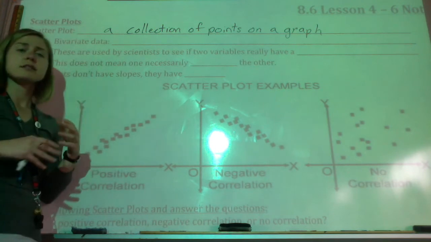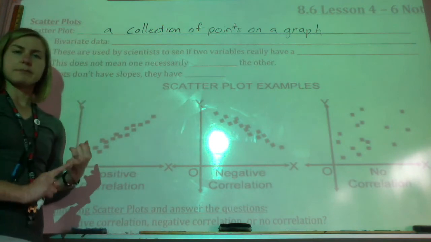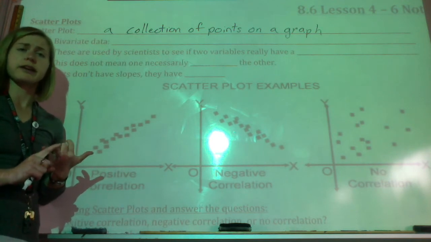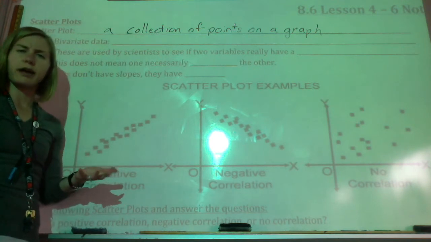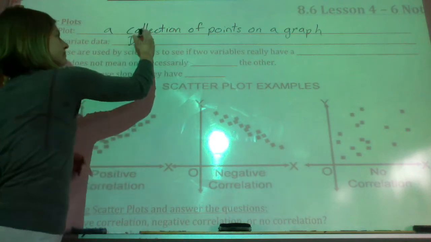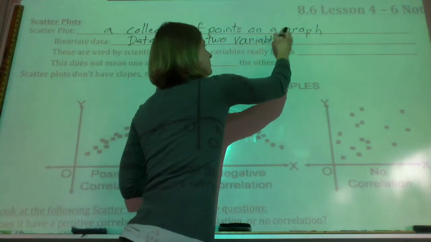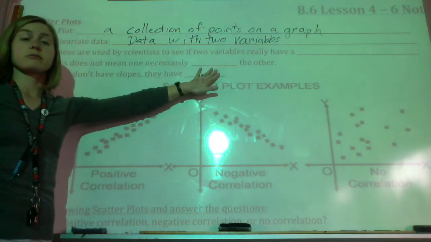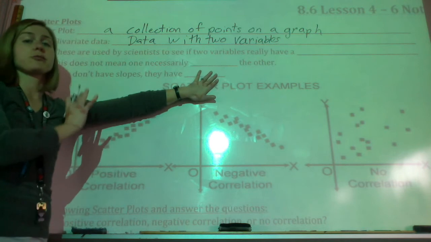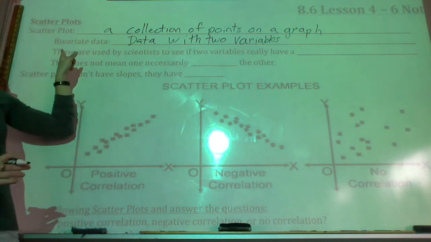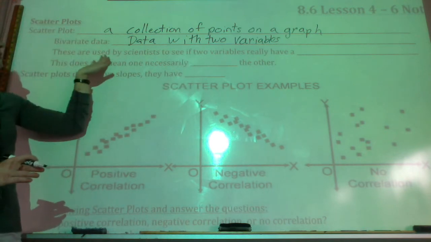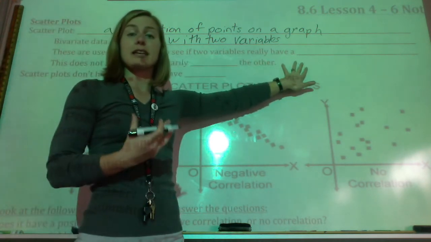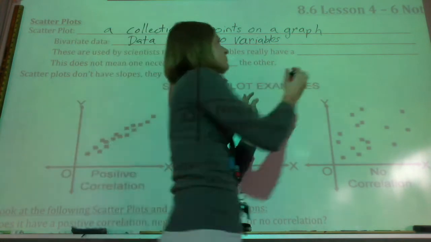Bivariate data. Well, bi means two, like bicycle. Variate means variable, so we're talking about data with two variables. That's exactly what we've been graphing the entire year. So bivariate data is just dealing with stuff with two variables. Nothing new, those terms aren't new. So scatter plots are used by scientists to see if two variables really have a relationship or a correlation.